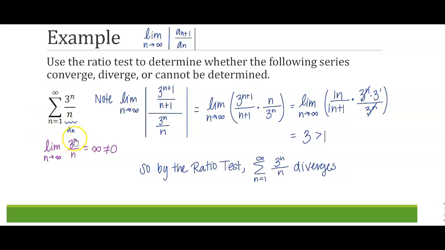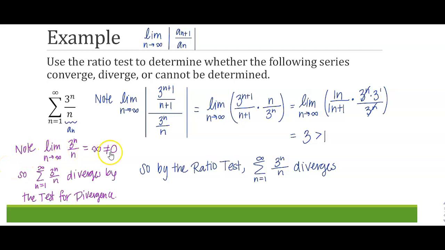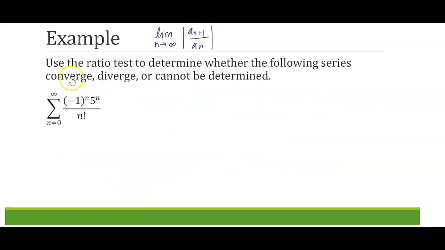We have an exponential function on the top over a linear function, so the numerator here is going to grow bigger faster than the denominator. So since this limit is non-zero, the test for divergence tells us that the infinite series diverges. So we could have written something like, note that this limit is non-zero, so the infinite series diverges by the test for divergence. Let's go ahead and take a look at another example.